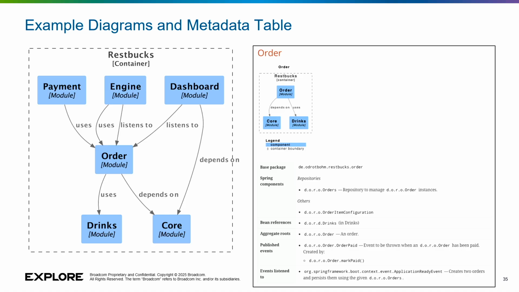It generates a UML diagram on the left showing you all of the relationships between things. Listens to means it's messaging. Depends on means it has access to code at the top level. And also a metadata table that gives you what's architecturally important, right? It's not describing to you the implementation inside of your subdirectories inside of your module. It's just telling you what's architecturally important about your design.